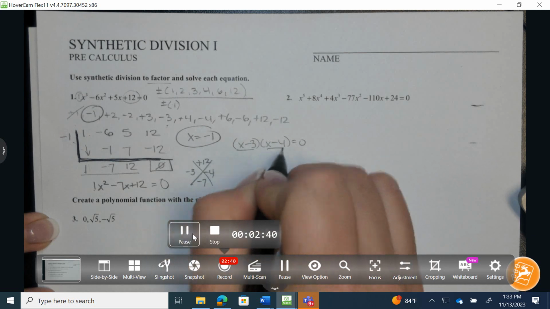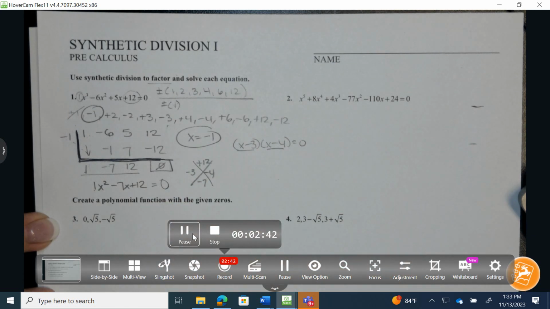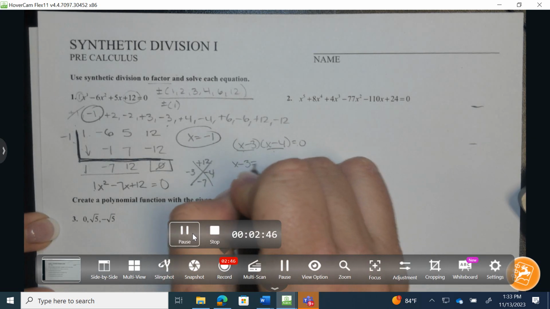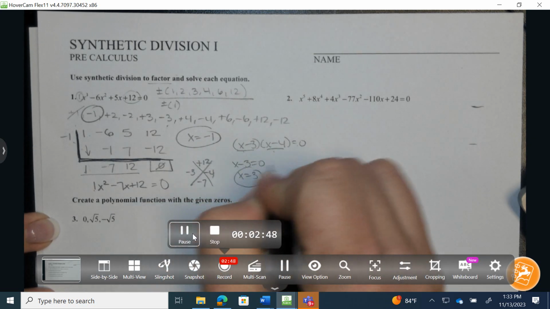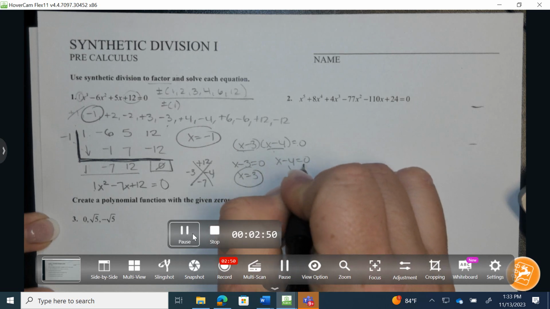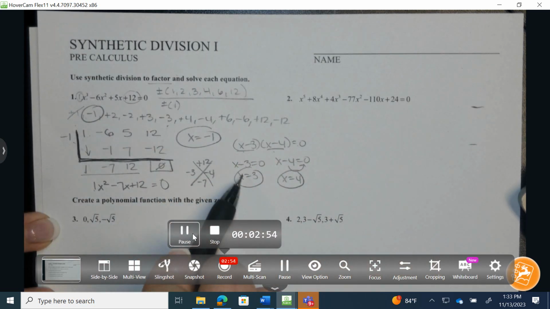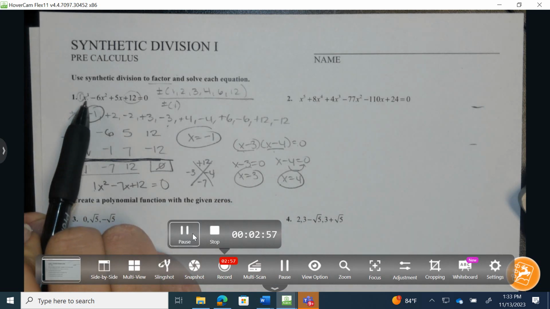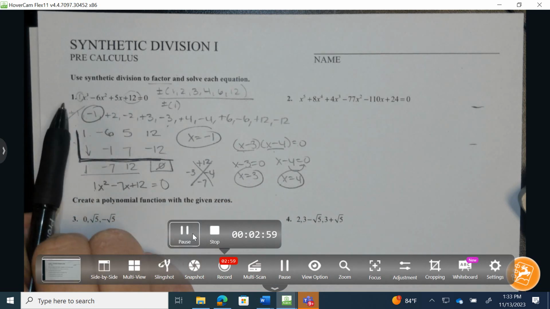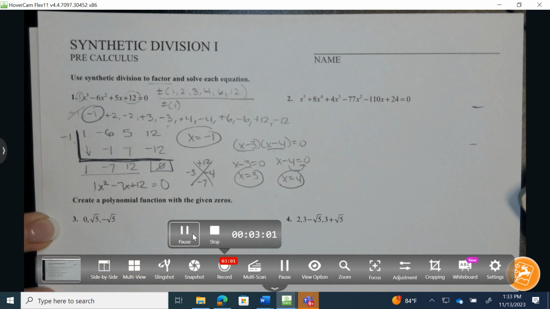I'm going to set each of those factors equal to 0, and I'm going to solve. So one answer is 3. The other answer is 4. So I have three answers of negative 1, 3, and 4. If I plugged each of those numbers into this polynomial equation, I would get an answer of 0.